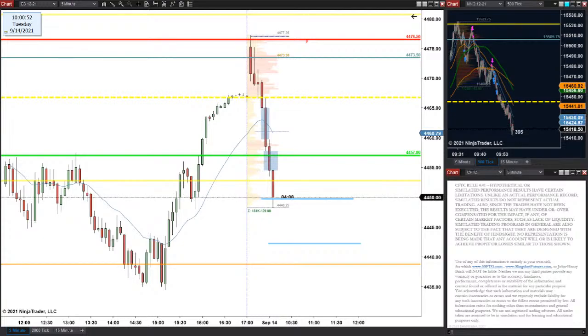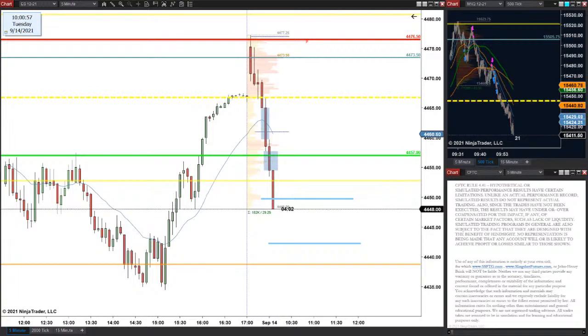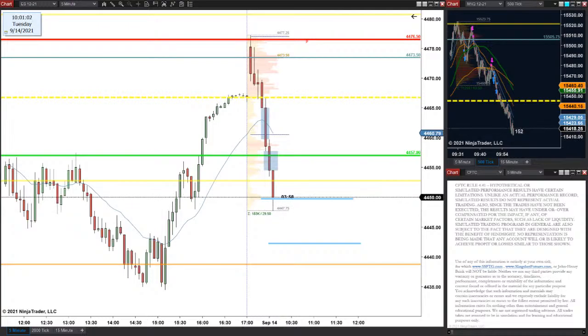Let's do last call for questions, and then we'll head off into the extended session and get things going. Got 4 minutes left on this candle, so there's plenty of time for this thing to figure out what it wants to do. That little trap on the lows. Whew.